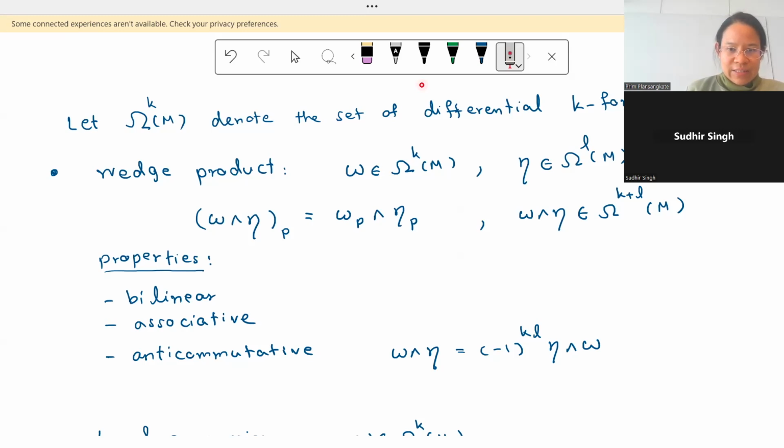And this property of the wedge product we will use later: it is bilinear, so linear in each argument, associative, and anti-commutative. If we swap the arguments, you have this sign which is -1 to the power k multiplied by L. Before this, we just had the property for one forms, the covectors extended to one forms, where you have just a minus sign here because it's 1 times 1.